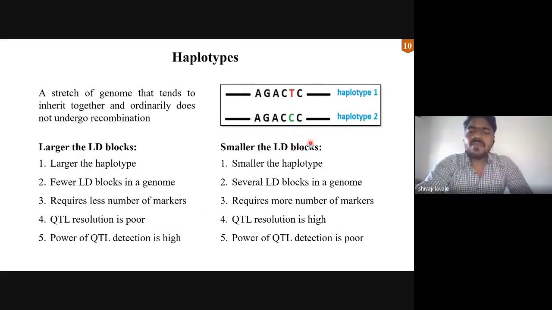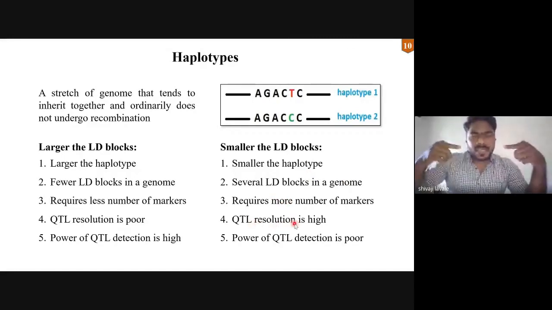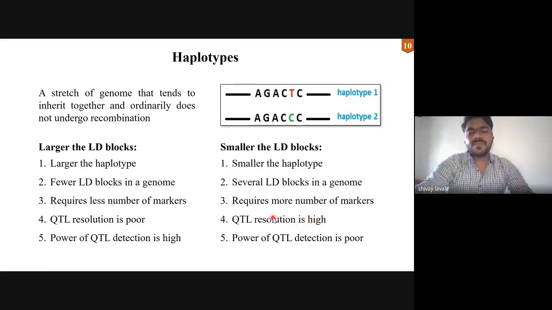But when the LD blocks are smaller, the haplotypes will be smaller because there is recombination. There will be a large number of LD blocks per genome, and it will require more markers to detect those QTLs or LD blocks. QTL resolution will be high because we are approaching closer to the gene. Because recombination is happening, we are going closer to the gene. That's why the QTL resolution will be high and the power of QTL detection will be low.